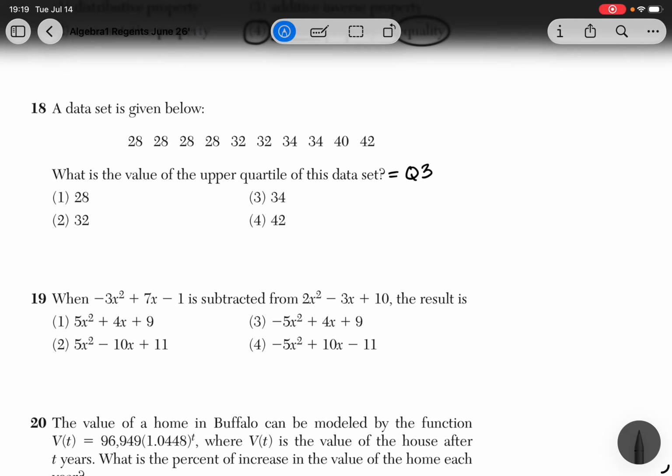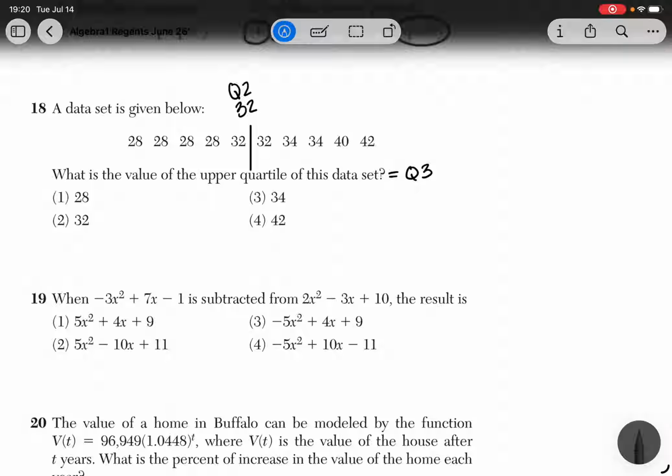So first, let's figure out how many numbers we have in total. 1, 2, 3, 4, 5, 6, 7, 8, 9, 10. We have 10 values, which means that it is an even number, so there should be 2 numbers in the middle. And those 2 numbers in the middle, in this case, are both 32. Which means that our median is going to be the number that's in between 32, which is just 32. And that will be quartile 2, aka our median.